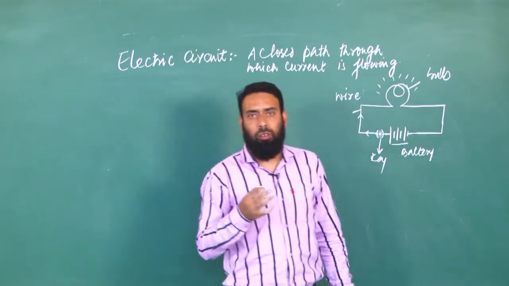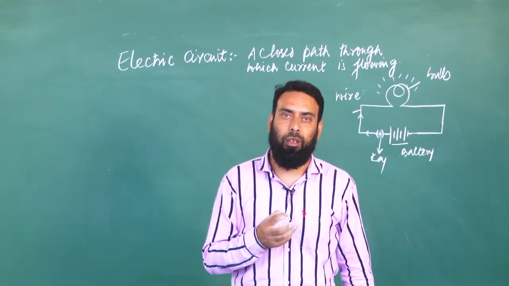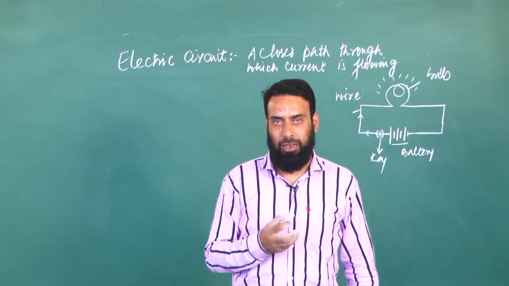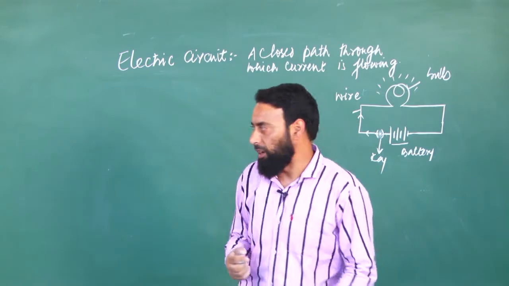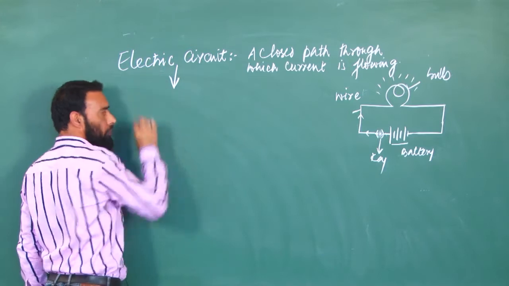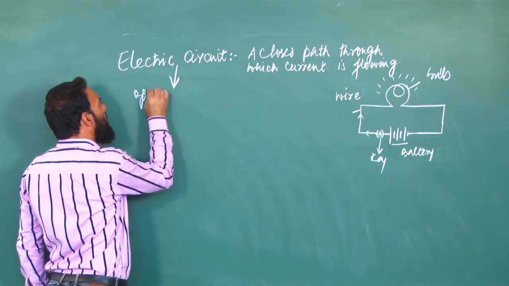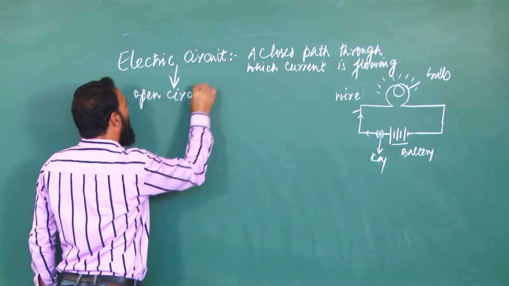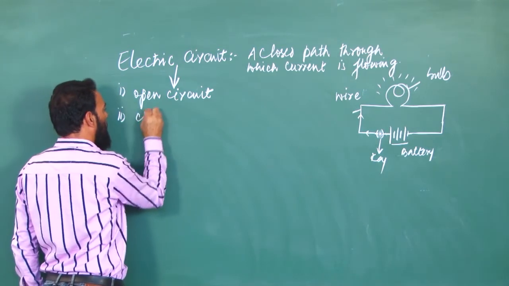So let us find out what are the basic components which are used to form an electric circuit. First of all, we will study what is an open and closed circuit. So electric circuits are of two types. One is the open circuit. Second is the closed circuit.